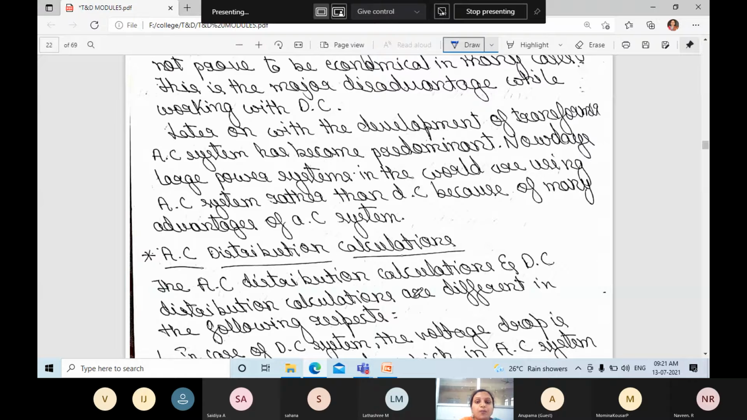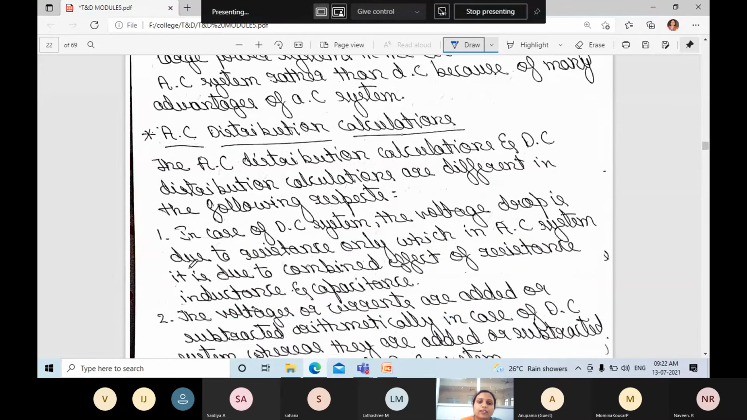Maybe the components work with DC, but we cannot transmit or distribute the DC voltage. DC transmission we cannot do widely because it will be costly, and nowadays DC transmission is used only in some places, not for all places. It is used particularly for some cases only.